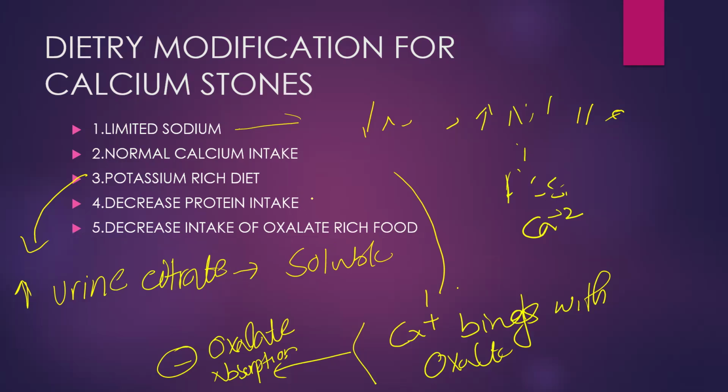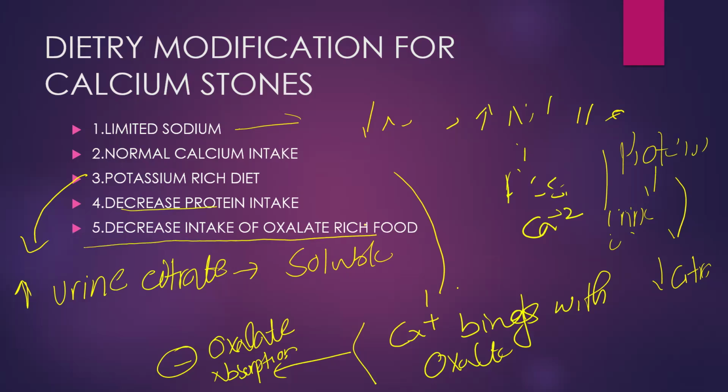So decrease protein intake. Decreasing protein intake is very important because protein normally increases urine calcium as well as decreases urine citrate. In this way, it will increase the risk of calcium stones. So decrease intake of oxalate-rich food.